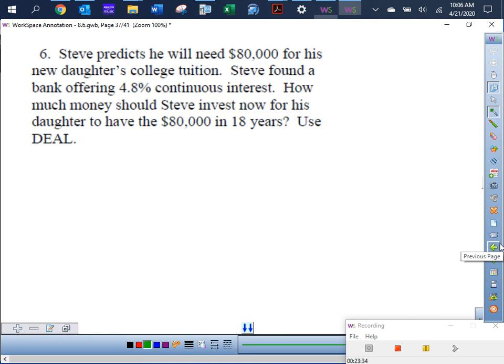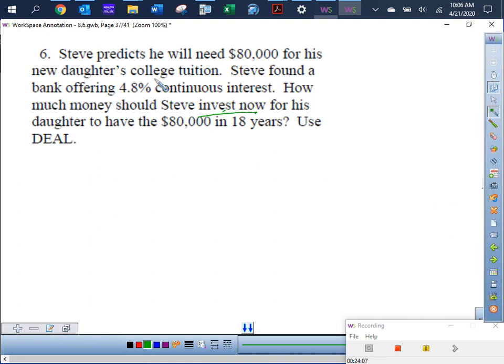Steve predicts that he will need $80,000 for his new daughter's college fund. So he's just kind of guessing into the future here. Steve found a bank offering this much continuous interest. How much money does he need to invest now for his daughter to have this $80,000 in 18 years? This is a very common question that people go to financial planners with. It's like, how much do I need to invest right now so I can have this much in the future?